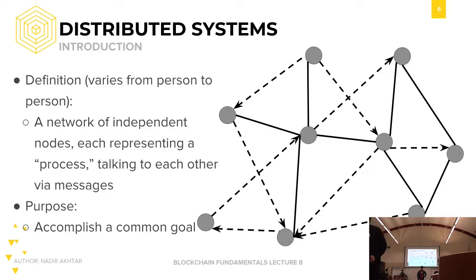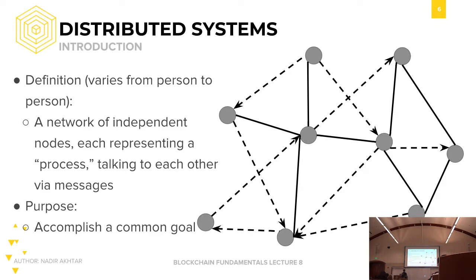And the purpose of these systems is to accomplish a common goal. They are meant to replace a single processor that is trying to accomplish some goal, because in the event of the failure of that single processor or single machine, you no longer have the capability to run. So in order to make sure that you can tolerate some failures while still having a system that works, we use distributed systems.